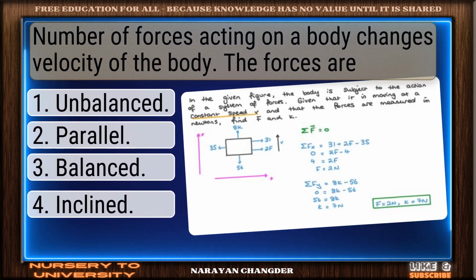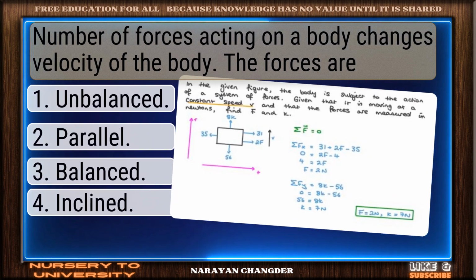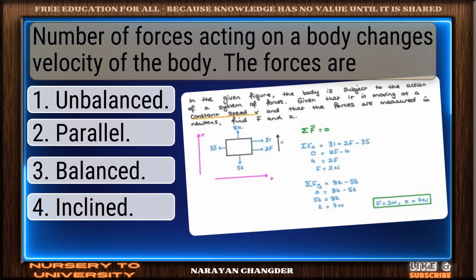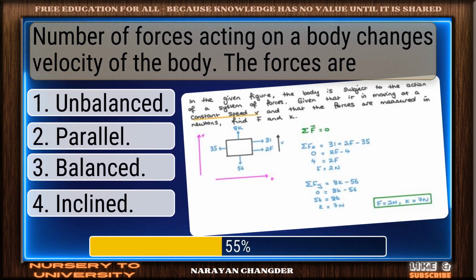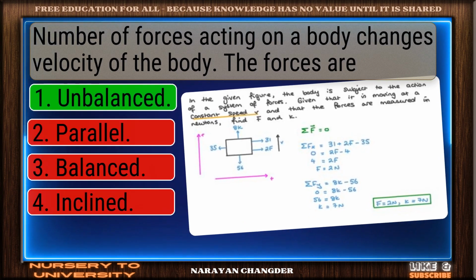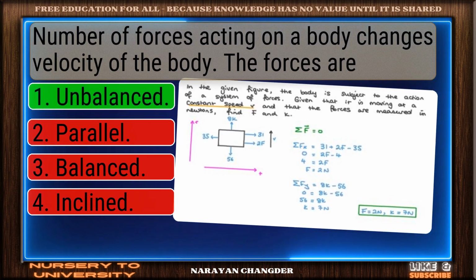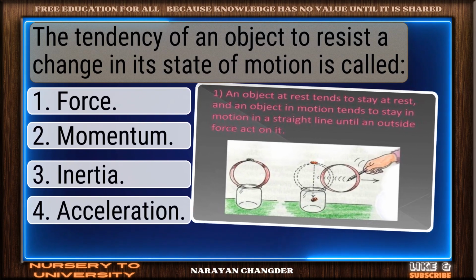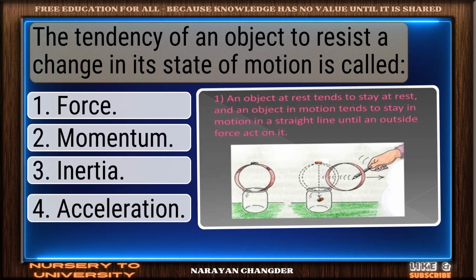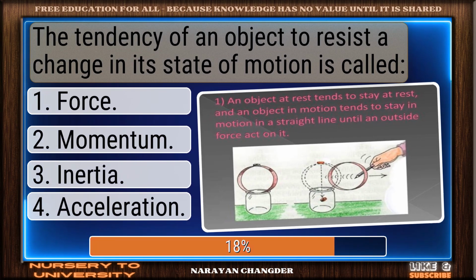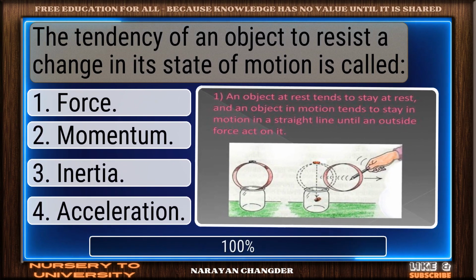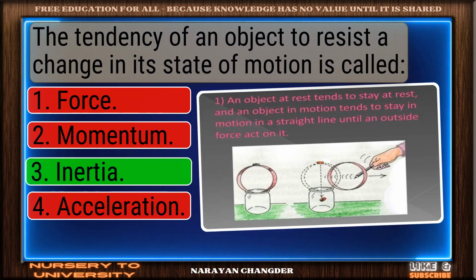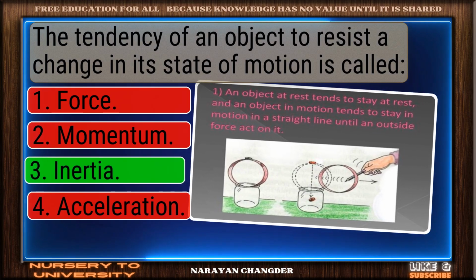Question number 126. A number of forces acting on a body changes the velocity of the body. The forces are? Well reasoned. Unbalanced is the correct choice. Question number 127. The tendency of an object to resist a change in its state of motion is called? Right choice. Inertia is the best answer.